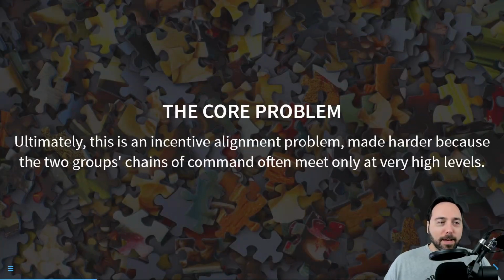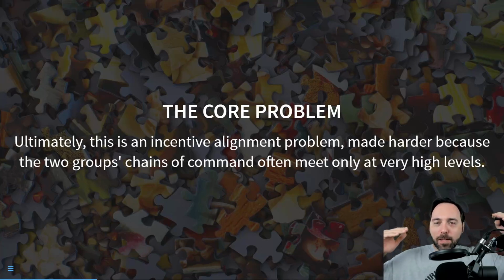But at the end of the day, this is incentive alignment. This is our core problem. And it's more difficult because the chains of command don't really meet until you get to the really high levels. What I mean by that is, if you think about developers, they have developer managers, and they're also kind of working for product managers, not in a managerial relationship, but these are the people whose job I'm helping with my code. Administrators, they report to different managers.